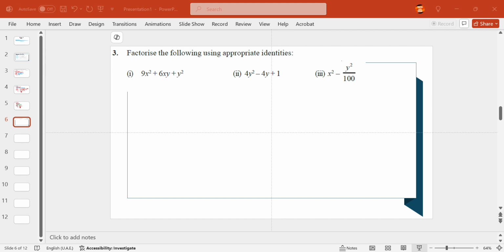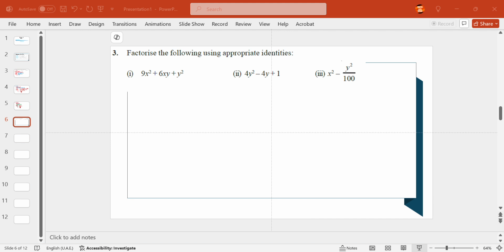And check whether the second term is a perfect square or not. Here in the numerator you have a square and in the denominator 100. Can you write it as 10 square? When you have a square in the numerator and denominator, can I take it as a whole square? y by 10 whole square. Yes, it is a perfect square. So the first term is a perfect square and the second term is also a perfect square, and you have a negative.